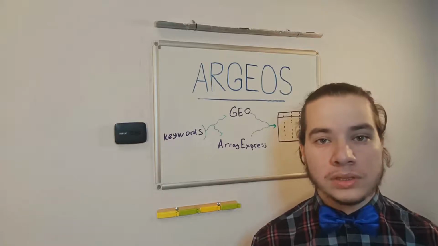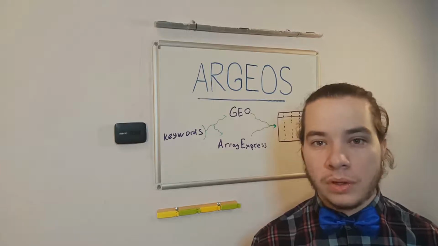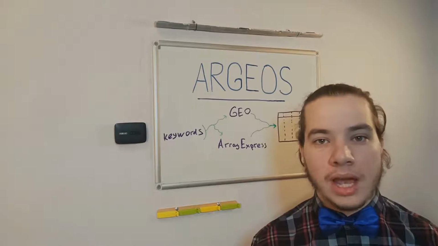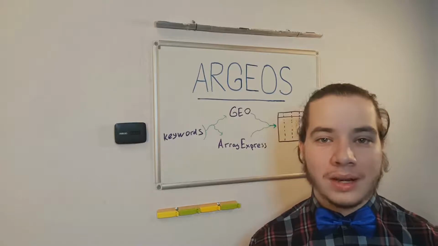ARGEOS is a web tool for systematic search of publicly available datasets. It takes the keywords for search and gives you a table with information about datasets found in GEO and ArrayExpress databases. Let's take a closer look at how to use our service.